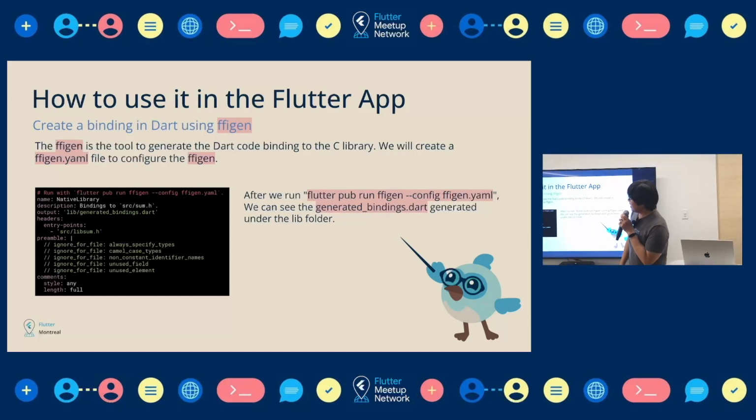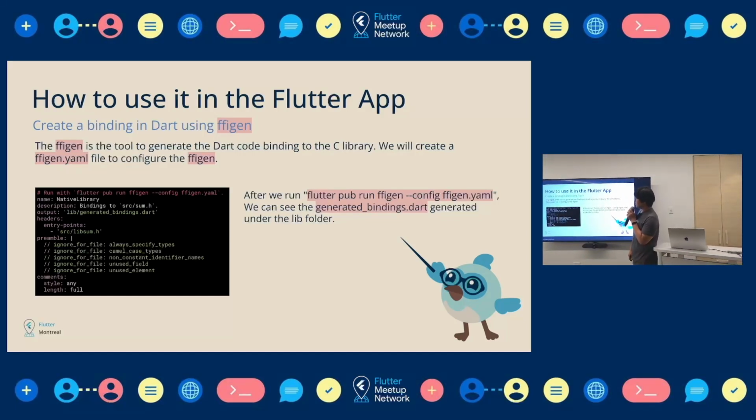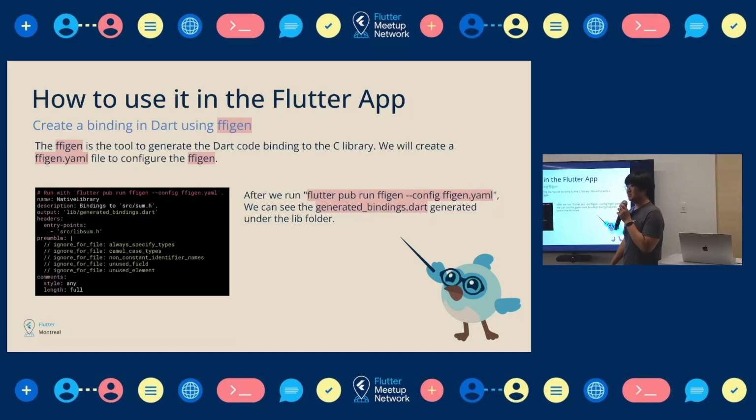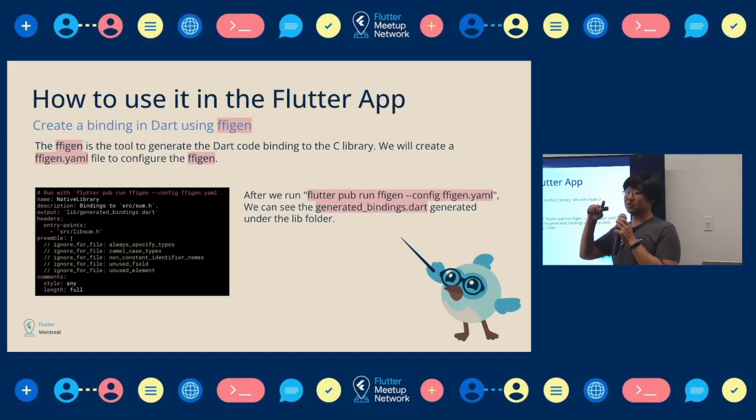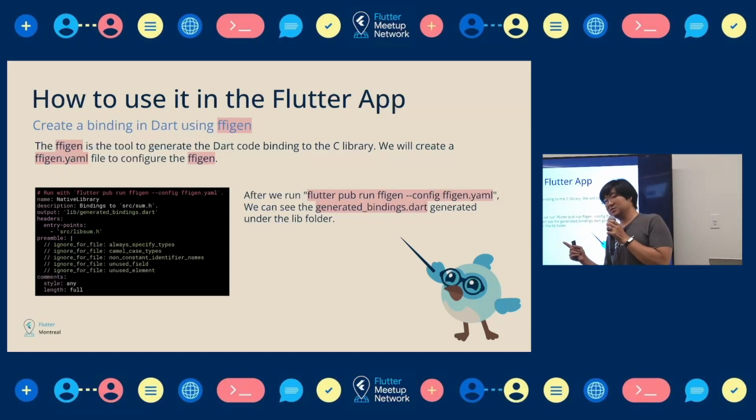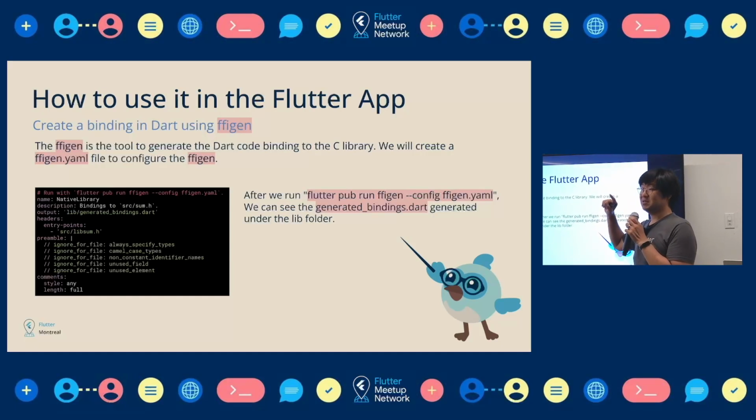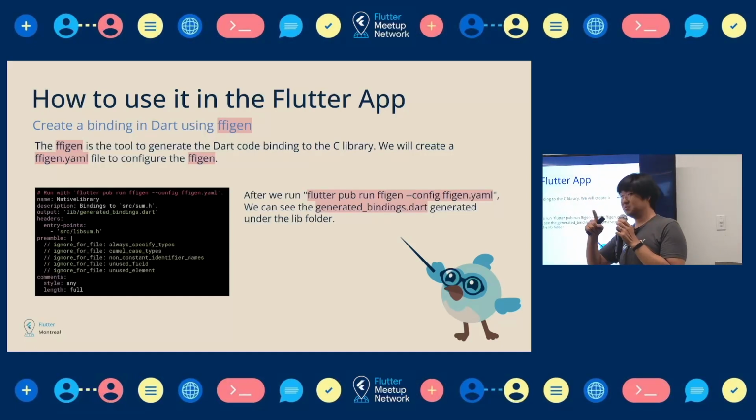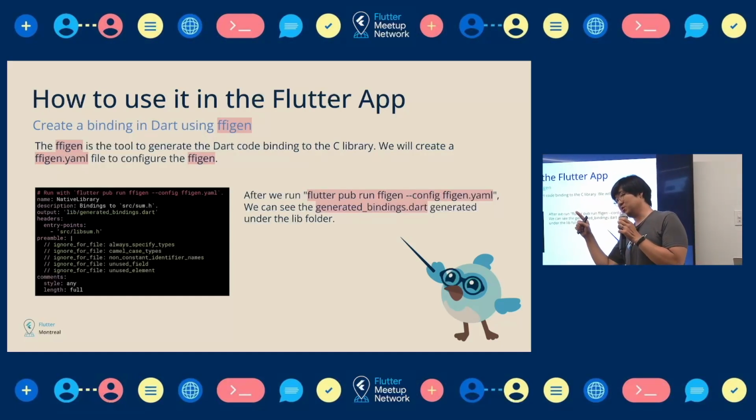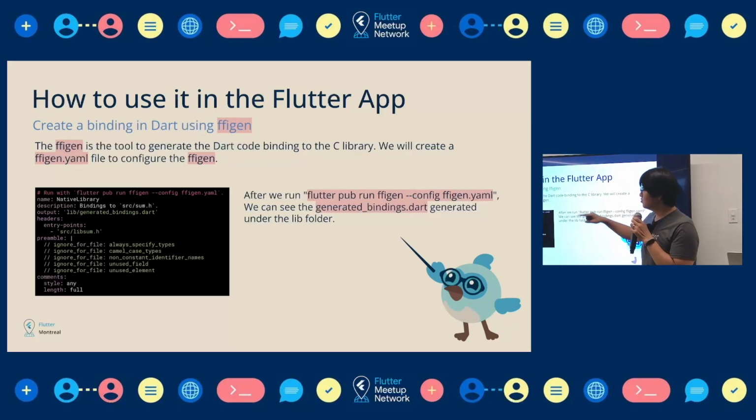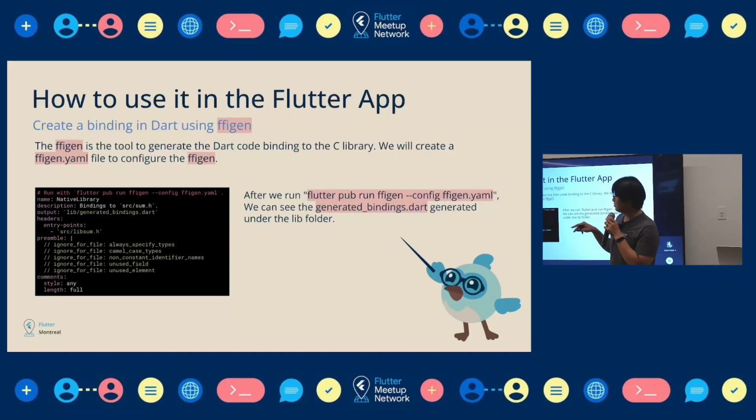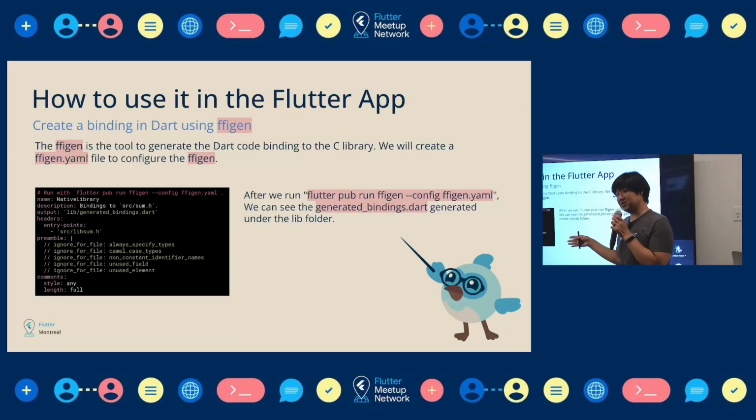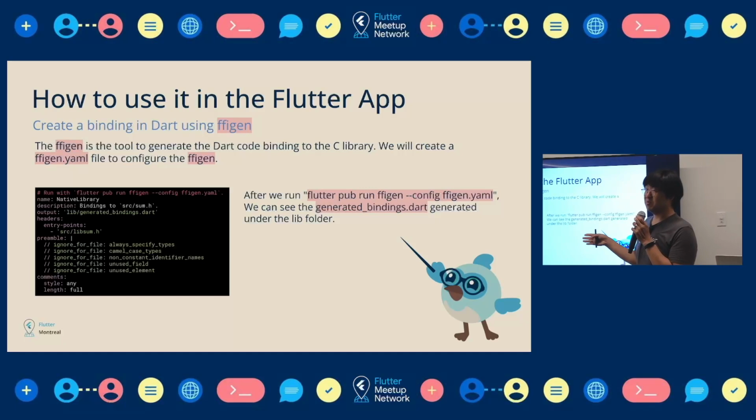All right, so now let's talk about how to actually use it in a Flutter app. The first thing is to make the bindings. What I mean by binding is, let's say you want to call a Dart function, not a C function, right? So the binding is such that once you call the Dart function, it will automatically call the C function. That's what it does for the Dart binding. To do that, like I showed you before, we are going to use ffigen. This is another package the Dart team is providing.